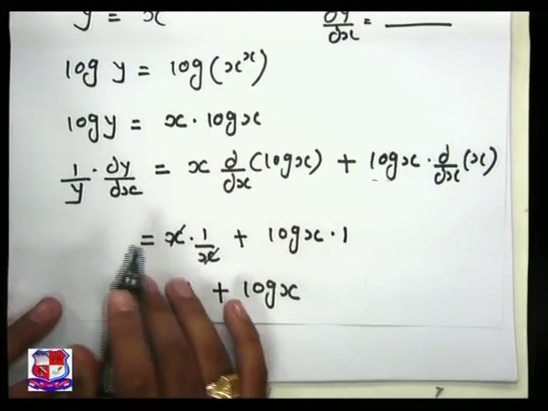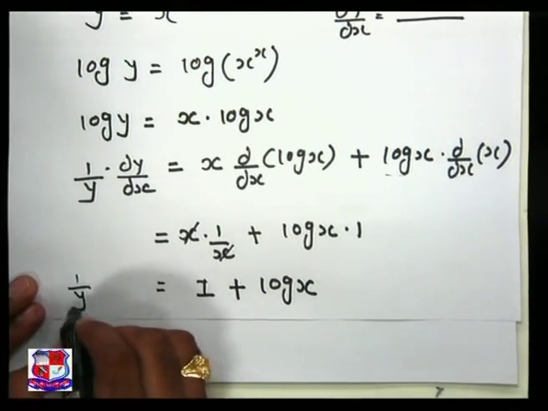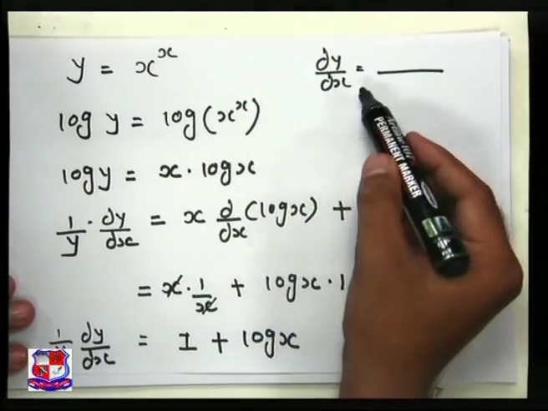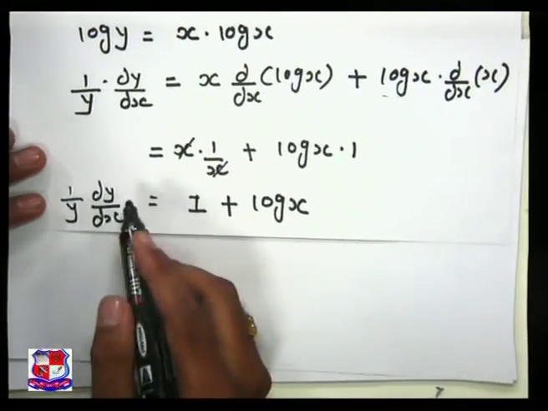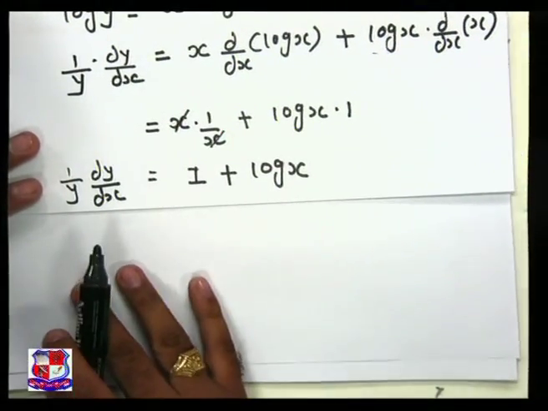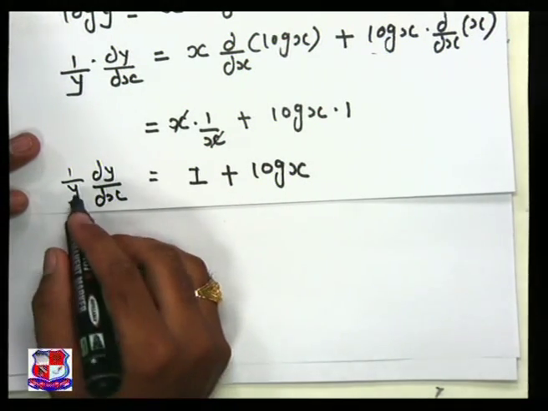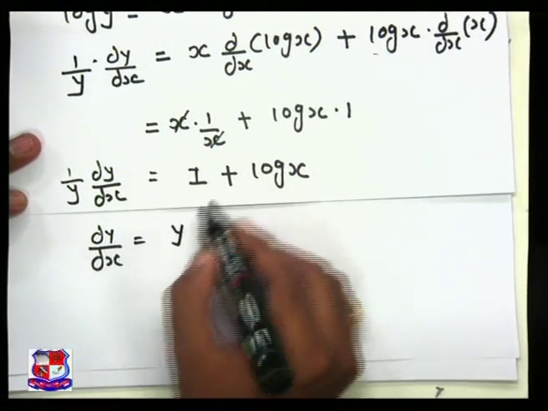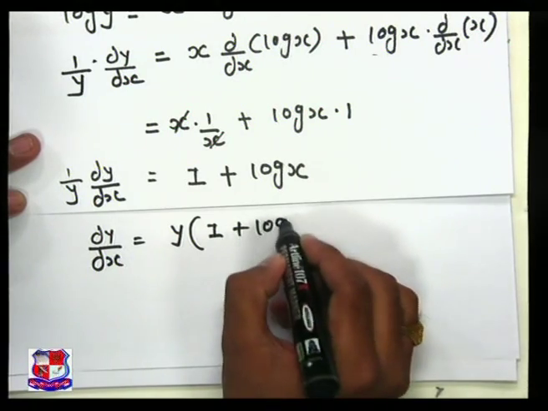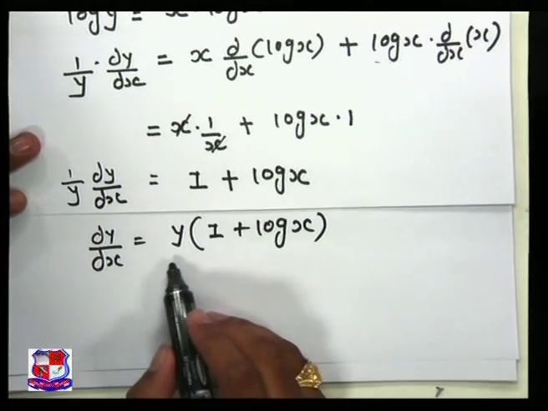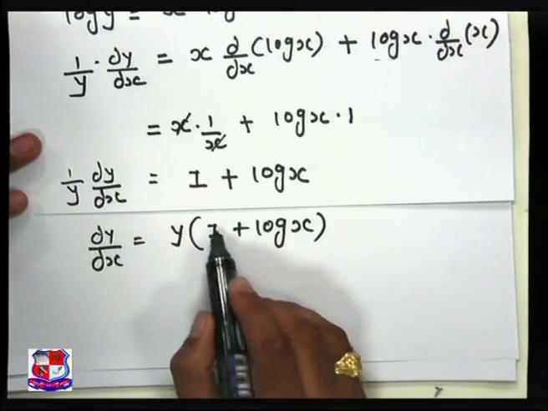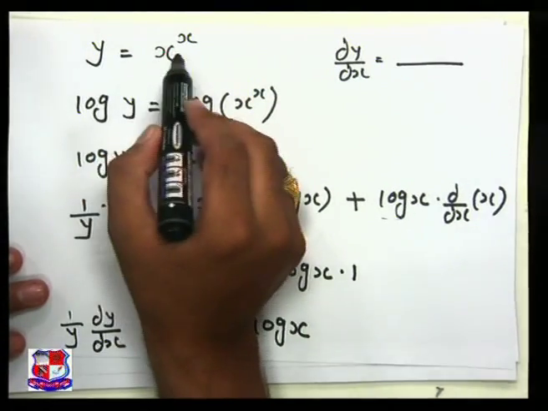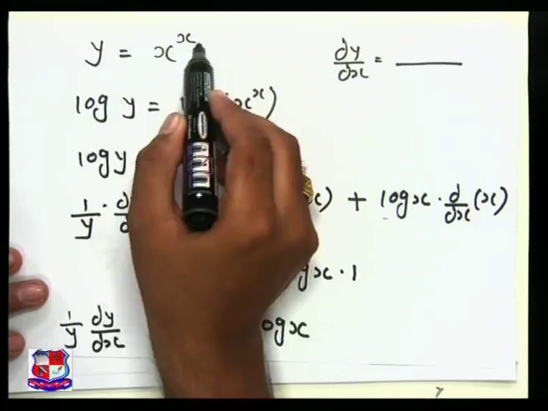Here 1 upon y dy by dx as it is. Now we want to find dy by dx only, so this y goes to the right hand side with multiplication, because here it is division. So we can write dy by dx equals y multiplied with 1 plus log x. So the result is y times 1 plus log x, but if you want to simplify more, then replace the y value, y equal to x raised to x, that is given in the problem.